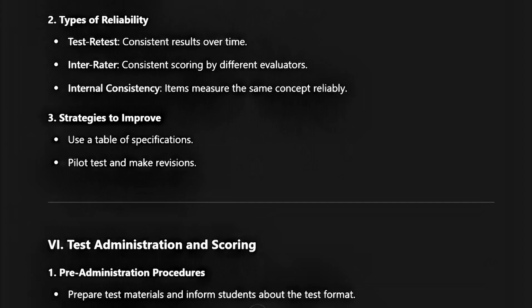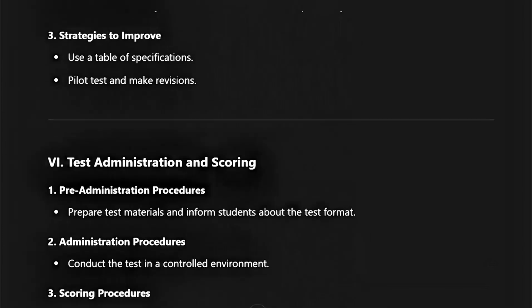Test-retest: consistent results over time. Inter-rater: consistent scoring by different evaluators. Internal consistency: items measure the same concept reliably. 3. Strategies to improve: use a table of specifications, pilot test, and make revisions.